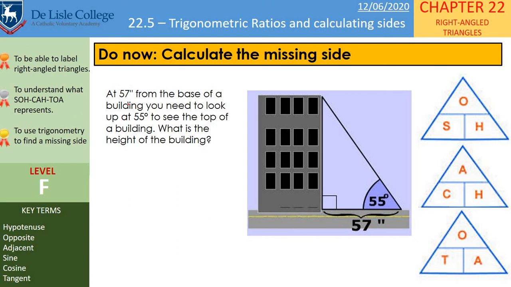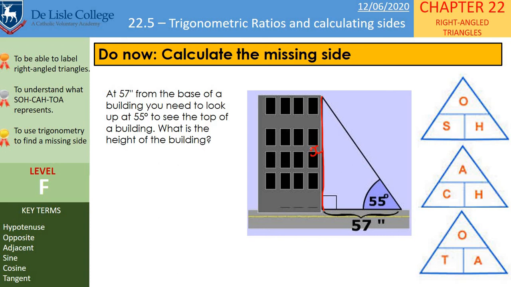Right, good. So 57 feet from the base of a building, you need to look up at a 55-degree angle to see the top of the building. Again, what is the height of the building? So what you're looking for here is this side. So we're looking to find that, okay?